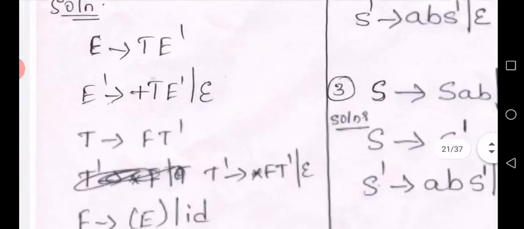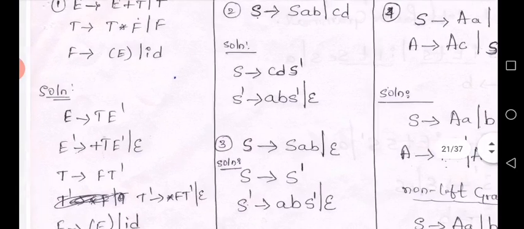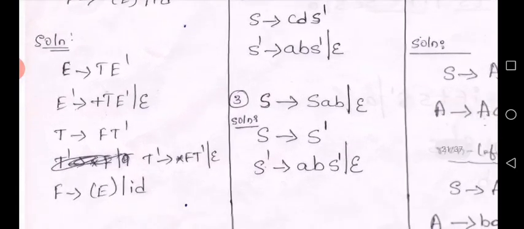Second one, see here, T into F or F we are having. What will be the final outcome? Like F into F we can generate. So here T derives F into T dash. What is this T dash? T dash will be star F T dash. What will be the outcome if I substitute T dash as star F T dash? We are going to get F into F followed by T dash, and later you can substitute T dash as epsilon. In the last production we don't have left recursion, so it will be as usual.